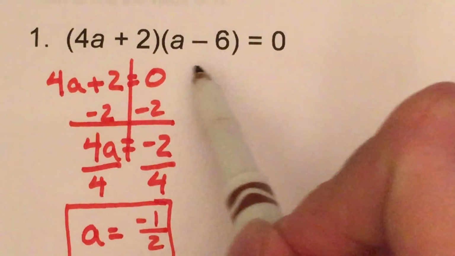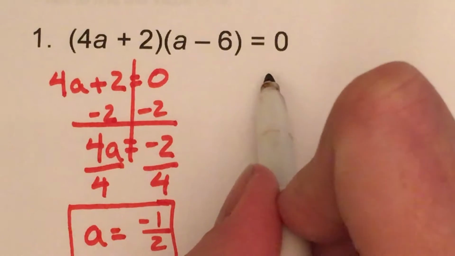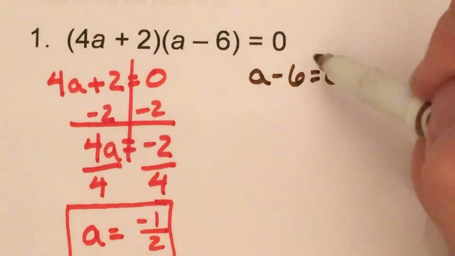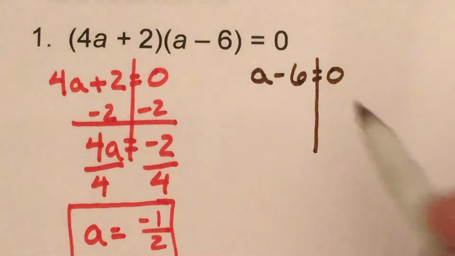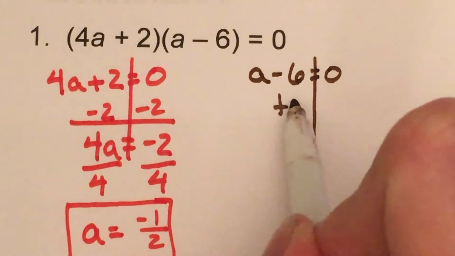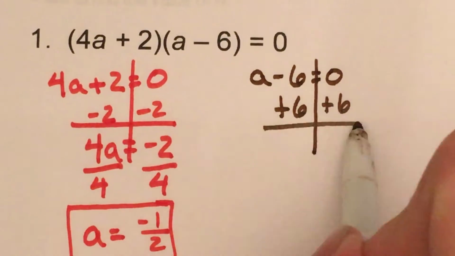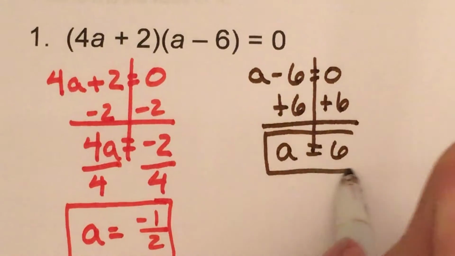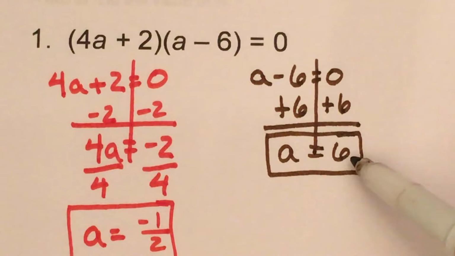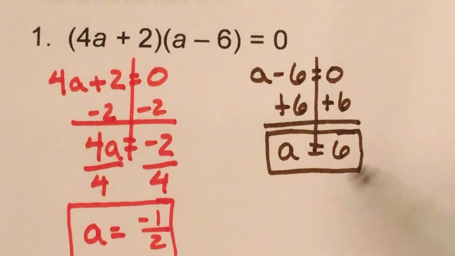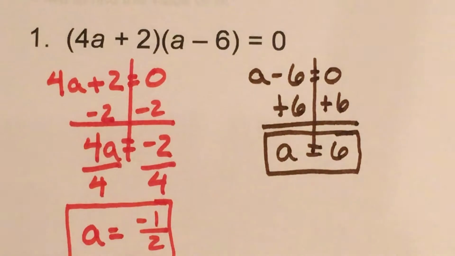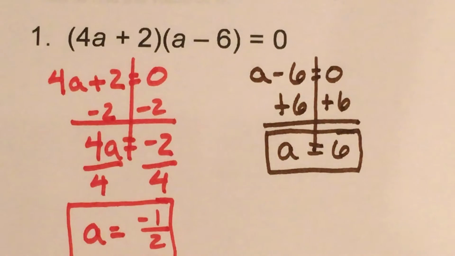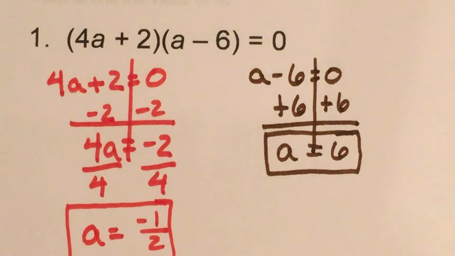So now let's take care of the other binomial. We have a minus 6 equals 0. Let's draw the river. We need to get a alone, so just add 6 to both sides, and a equals 6. So again, it will cross the x-axis at 6. And also at negative 1/2. Done. Wasn't that great? So easy. Why don't you take a moment and try to do number 2. Pause the video.